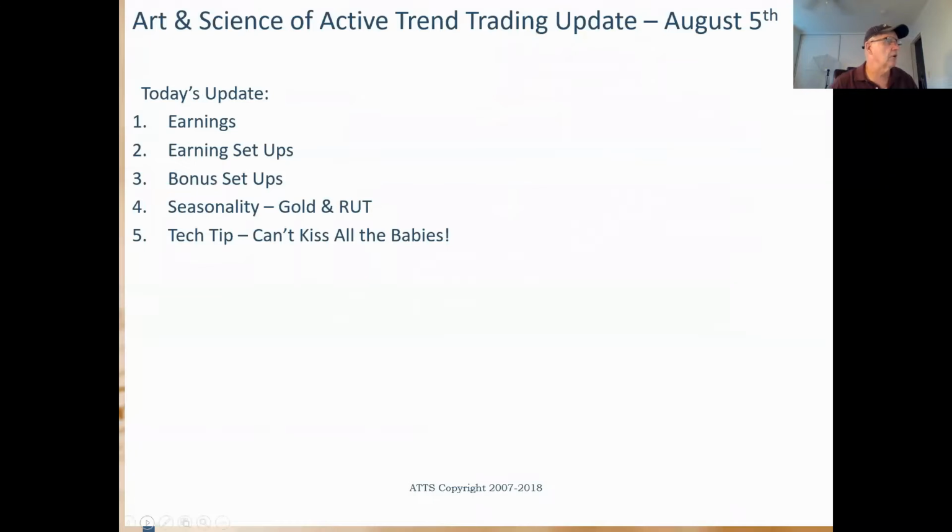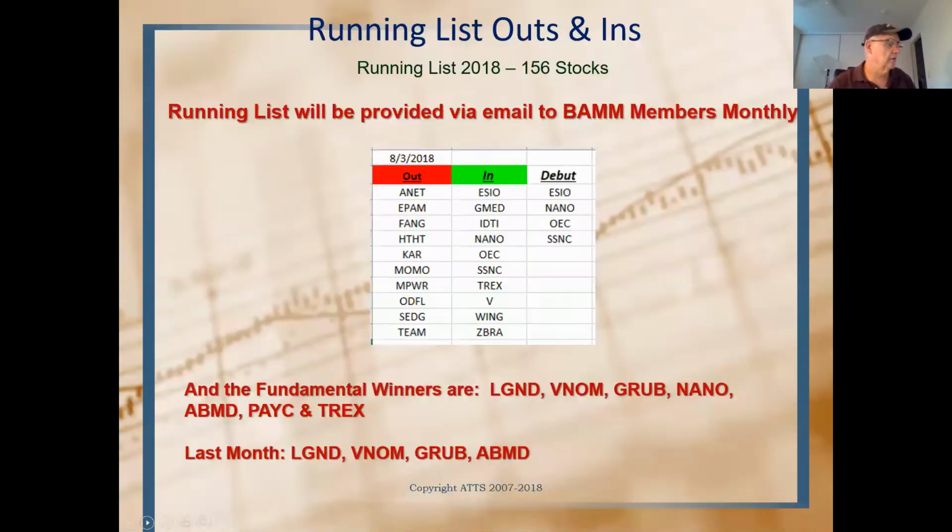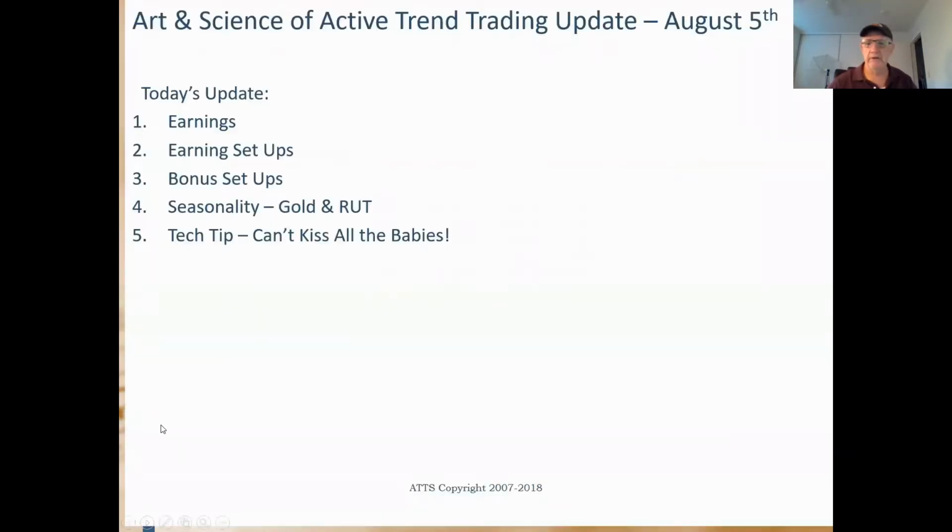So for today, I want to go over earnings real quick, earnings setups, bonus setups, seasonality, gold, and I'm going to take a look at the Russell today, because the Russell is the index that typically gets the biggest seasonal run in the October time frame. So we'll take a look at that. And then finally, the tech tip is you can't kiss all the babies, and we'll explain what that means shortly.